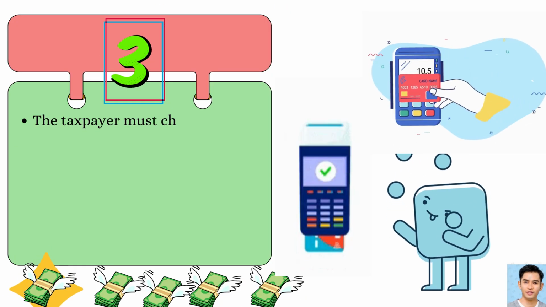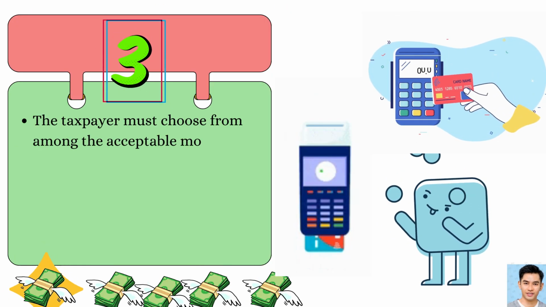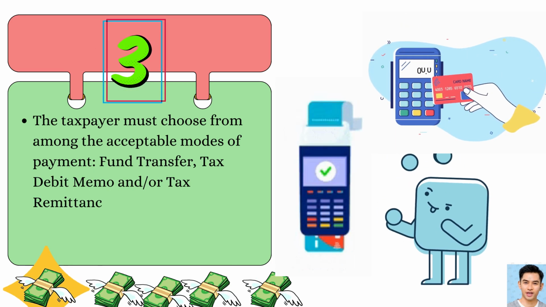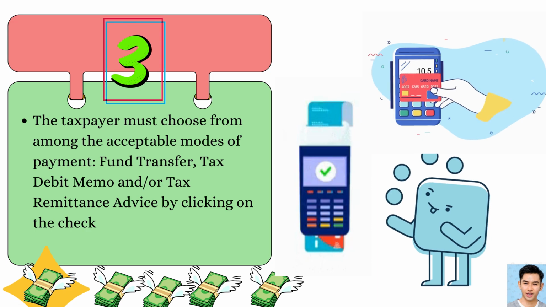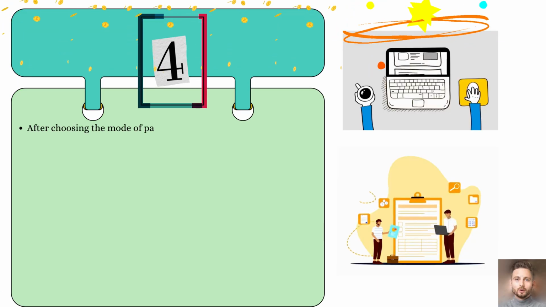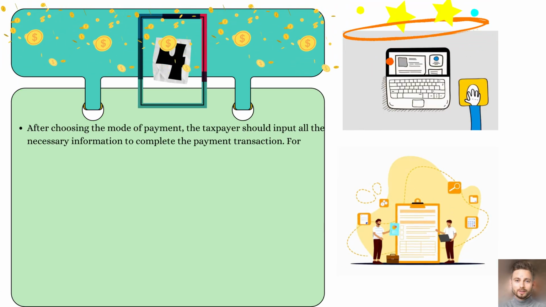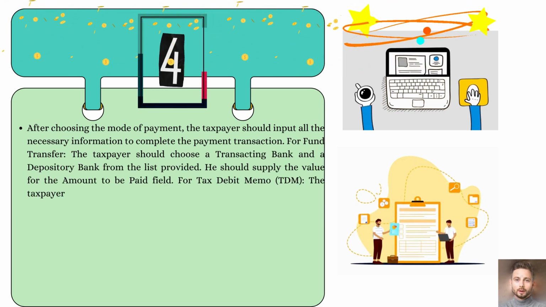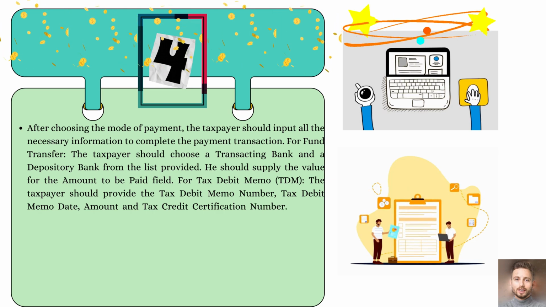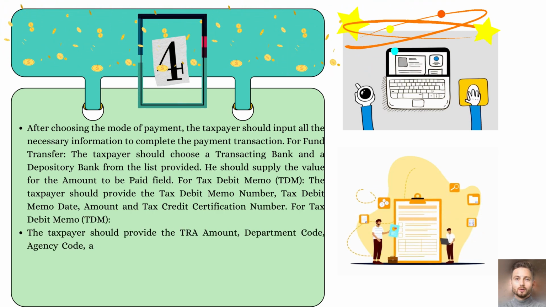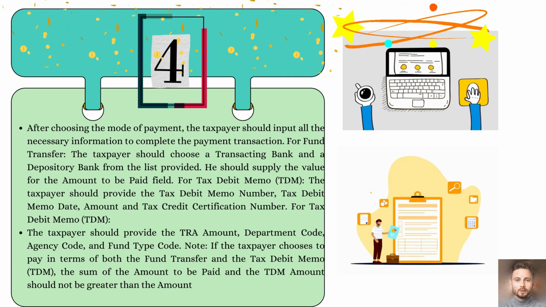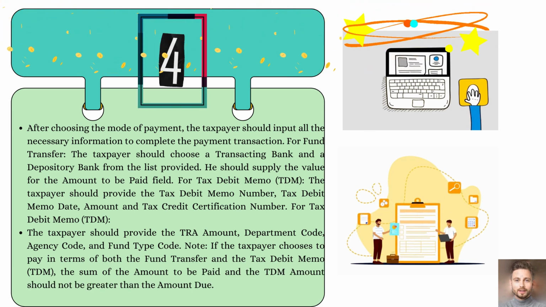Number 3. The taxpayer must choose from among the acceptable modes of payment: fund transfer, tax debit memo, and/or tax remittance advice by clicking on the checkboxes. Number 4. After choosing the mode of payment, the taxpayer should input all the necessary information to complete the payment transaction. For fund transfer, the taxpayer should choose a transacting bank and a depository bank from the list provided. He should supply the value for the amount to be paid field.